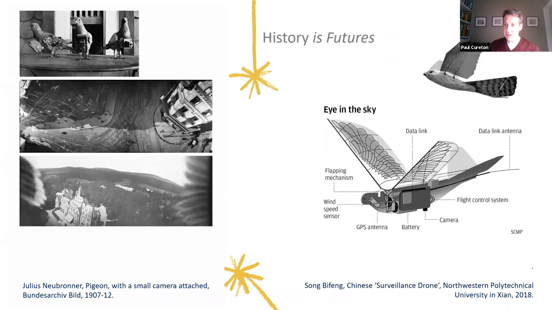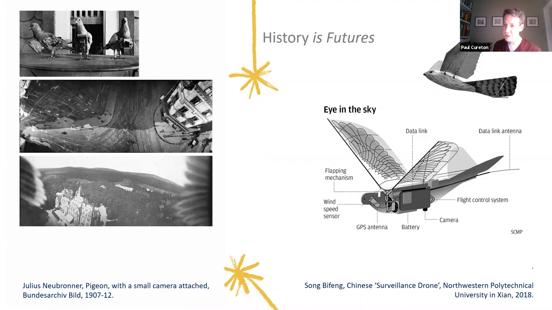We forget, again, our history is our future. So the first drone is actually a pigeon. So this is Julius Neubronner, a pigeon mounted with a small camera. So it provides some of the earliest aerial views, apart from balloon flights, which is a different history. The first aerial view was taken in Paris by Nadar, a photographer. And he also did the first underground photographs as well.